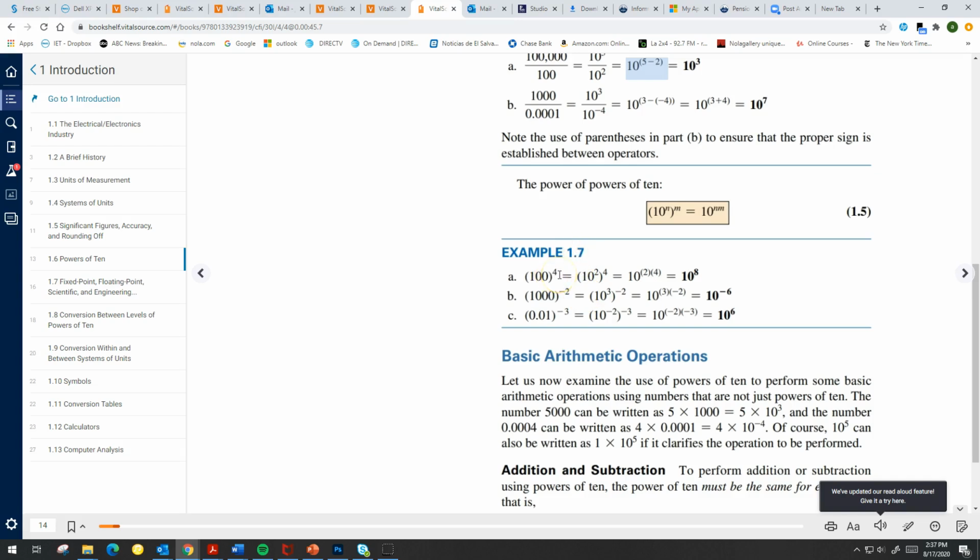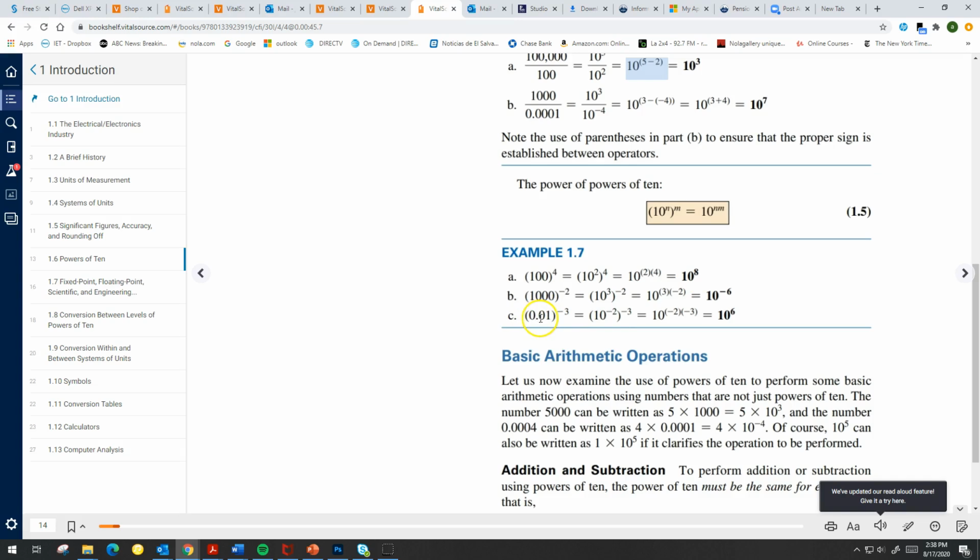If you look at this example, you have 100 to the 4th. So 100 within parentheses is still 10 to the 2nd. So 10 to the 2nd raised to the power of 4 means that if I apply this expression, I'm going to multiply the exponents, so I have 2 times 4, or 10 to the 8th. See? Let's do C here also.